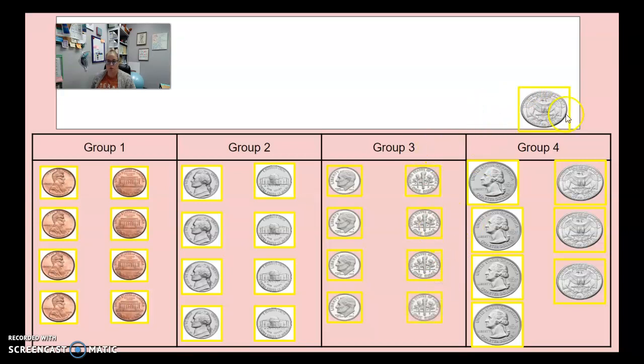And our final coin is silver in color. It is the biggest coin we have, but I see a picture of the eagle, so that means that it's going to go in group 4 on the tails side.